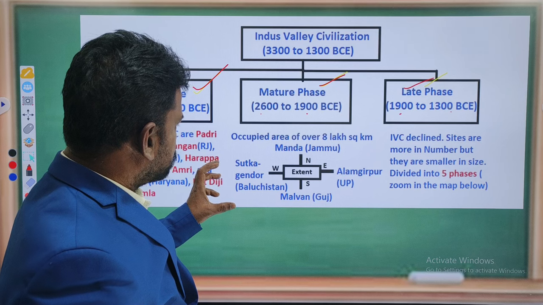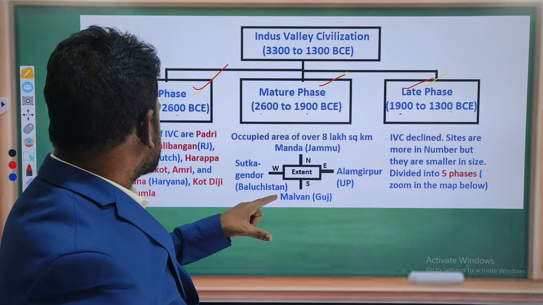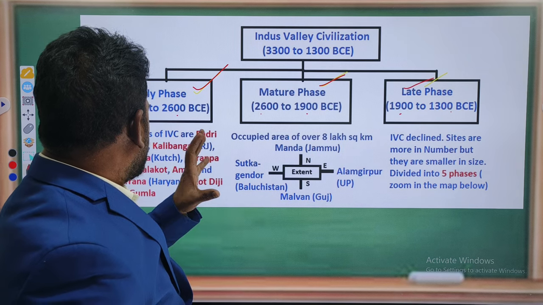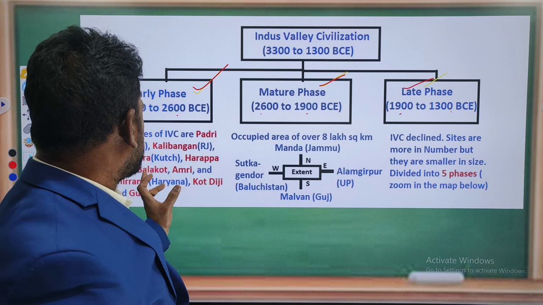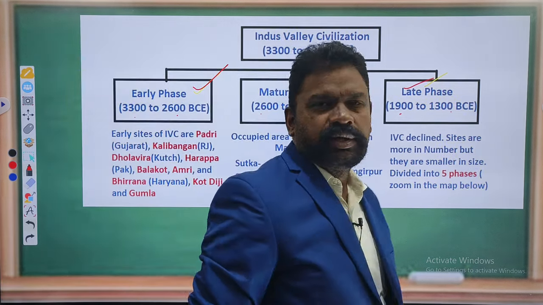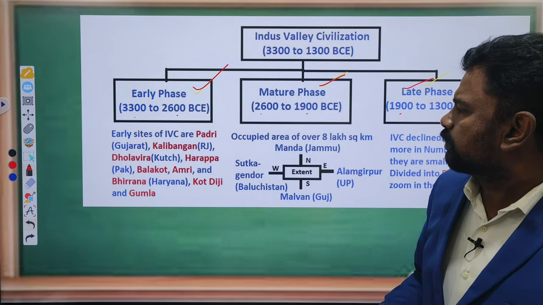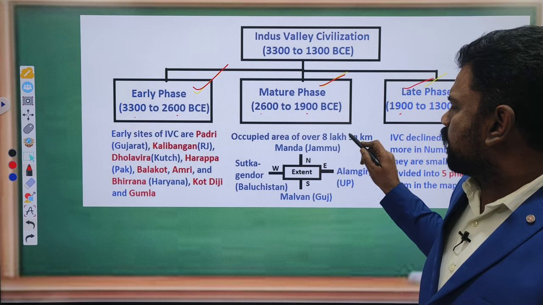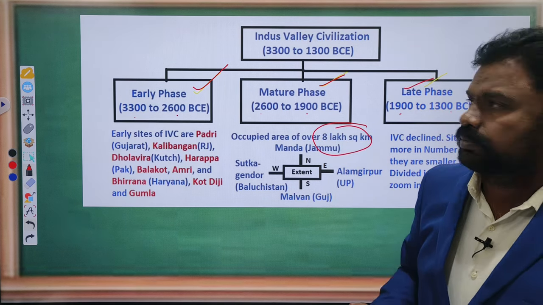So this is the extension of the Indus Valley civilization. Early sites were found at Padri, Kalibangan, Dholavira, Harappa, Balakot, Amri, Birrana, Kodizi, and Gumla. These areas occupied nearly 8 lakh square kilometers, over 8 lakh square kilometers.